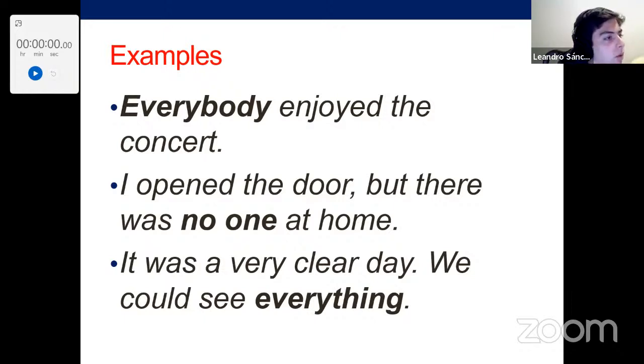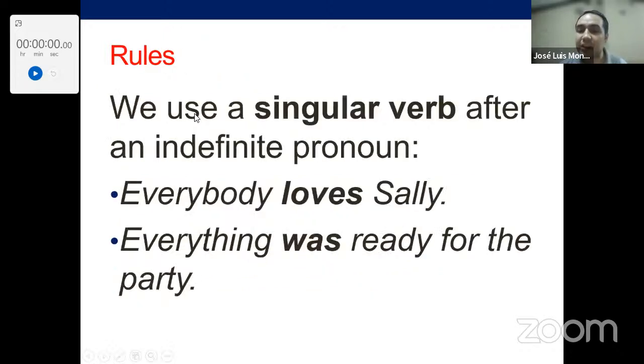Examples. Everybody enjoyed the concert. I opened the door, but there was no one at home. It was a very clear day. We could see everything. Good. So this is going to be how you use it, but we're not going to write examples yet. Or actually, we're going to write a paragraph. But before that, let's learn about the rules.